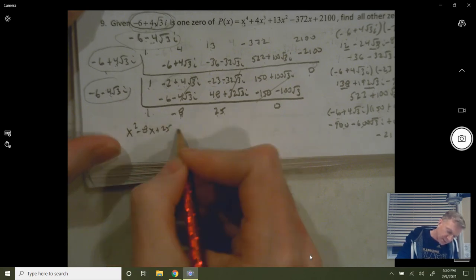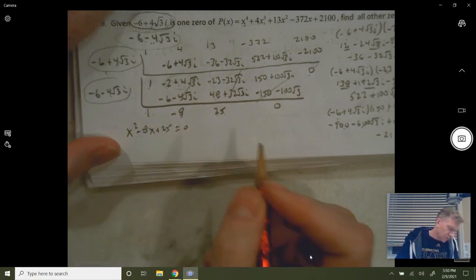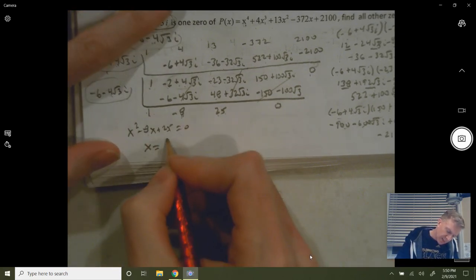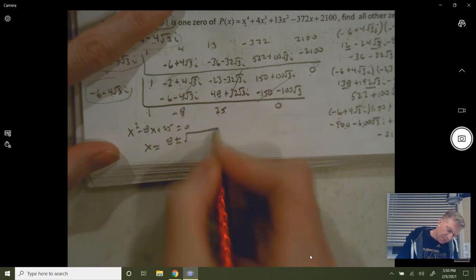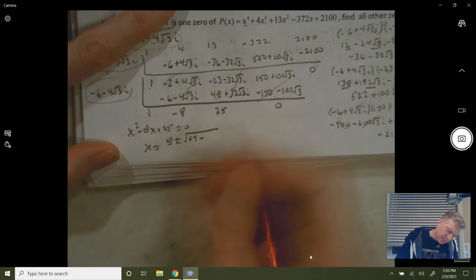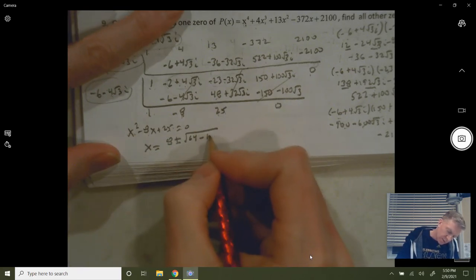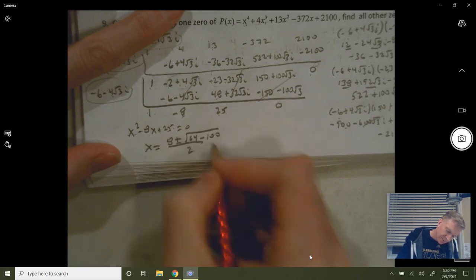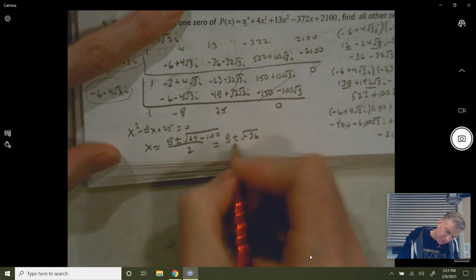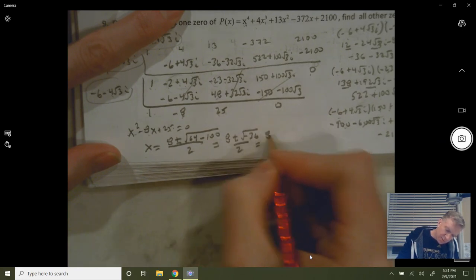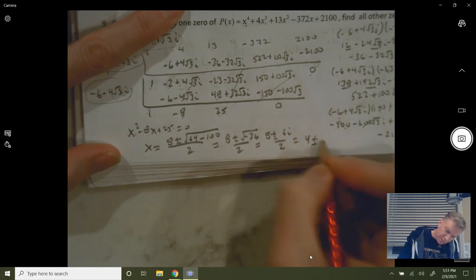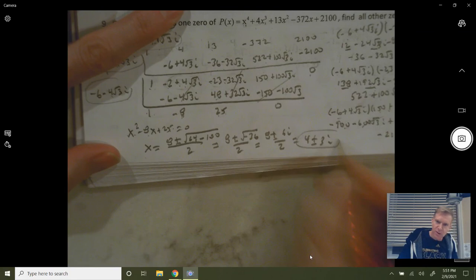If we set that equal to 0 and solve, I don't think that factors, so x equals opposite of b, so 8 plus or minus square root of b squared, 64 minus 4 times a times c, so that's minus 100 over 2a, so that's 8 plus or minus square root of negative 36 over 2, or 8 plus or minus 6i over 2, or 4 plus or minus 3i. Boom, there's your other zeros.